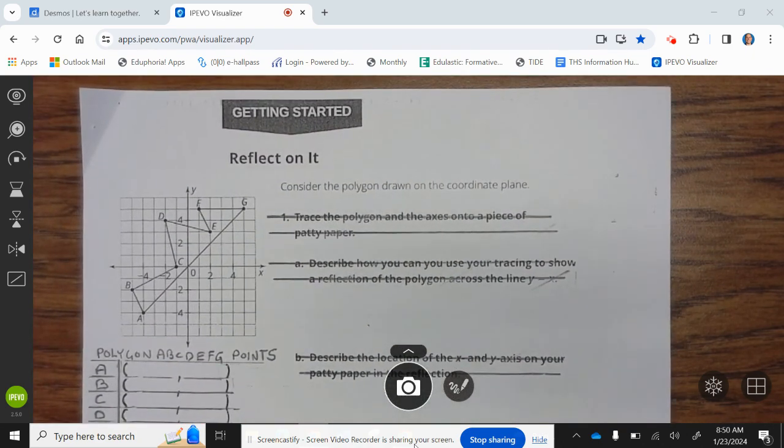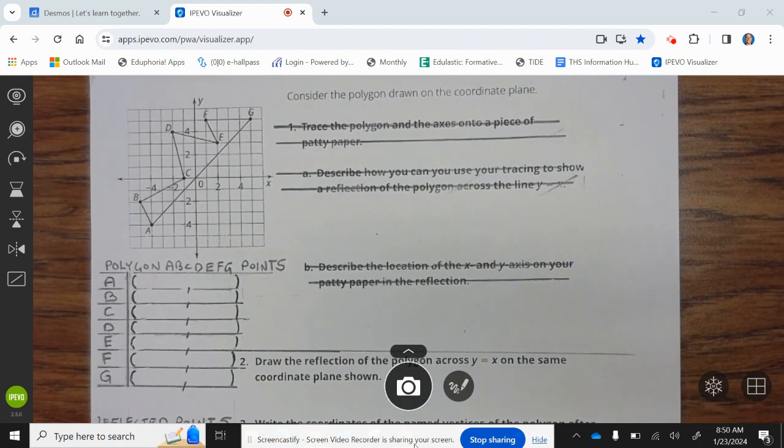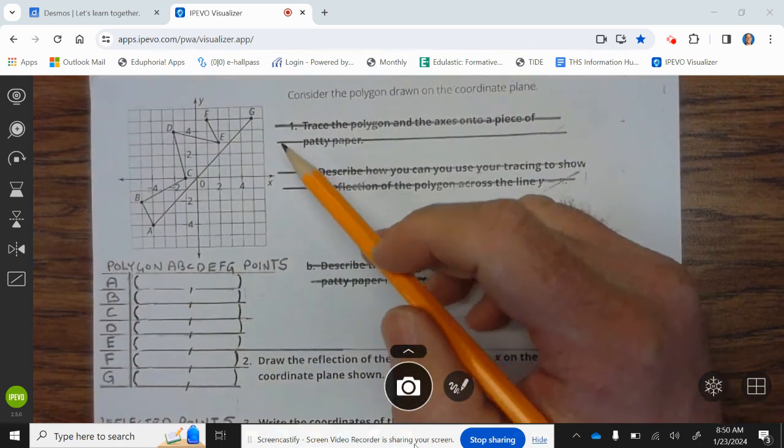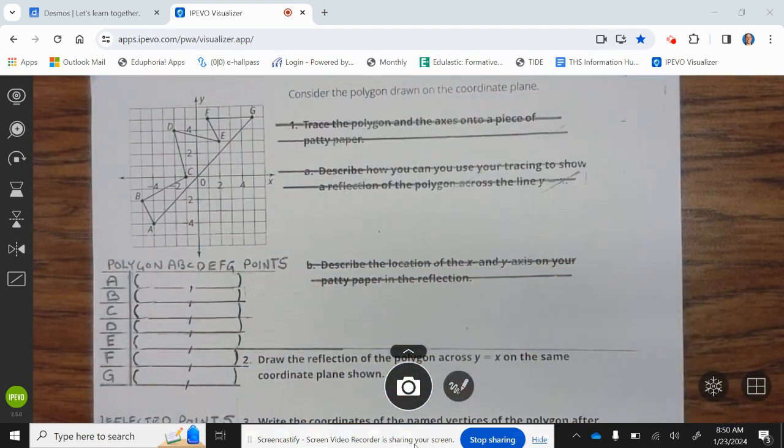Getting started, reflect on it. Consider the polygon drawn on a coordinate plane. So before we start anything else, we need to go ahead and take these points and apply them to a table.